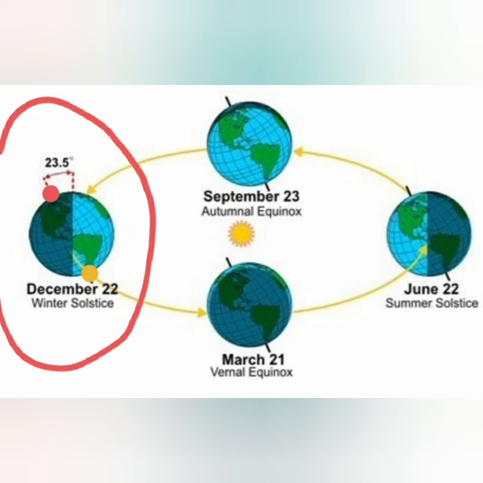Now, look at the picture. Here also I have marked a red circle and you can see here we have December 22, winter solstice. And when the South Pole is tilted towards the sun, the North Pole is tilted away from it. As in December in the figure, you can see here we have a red dot that shows the North Pole and a yellow dot that shows the South Pole.